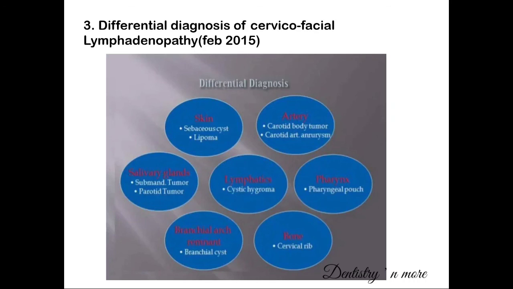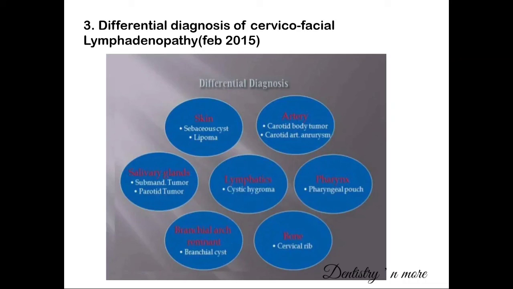Under infections, you can highlight the bacterial, viral, as well as parasitic and possibly infective ones. Under bacterial, you have tonsillitis, tuberculosis, syphilis, cat scratch disease, then Lyme disease. Under viral, you have herpetic stomatitis and infectious mononucleosis. Under the possibly infective ones is Kawasaki disease.